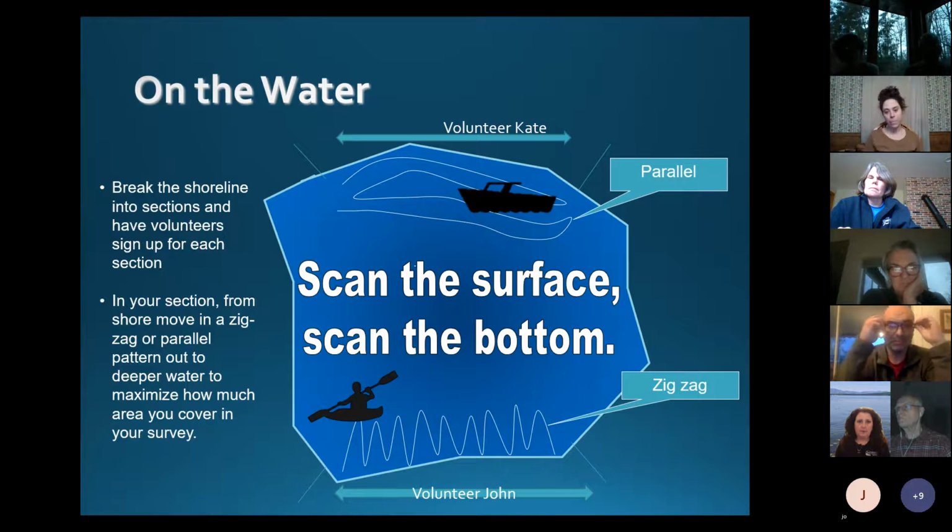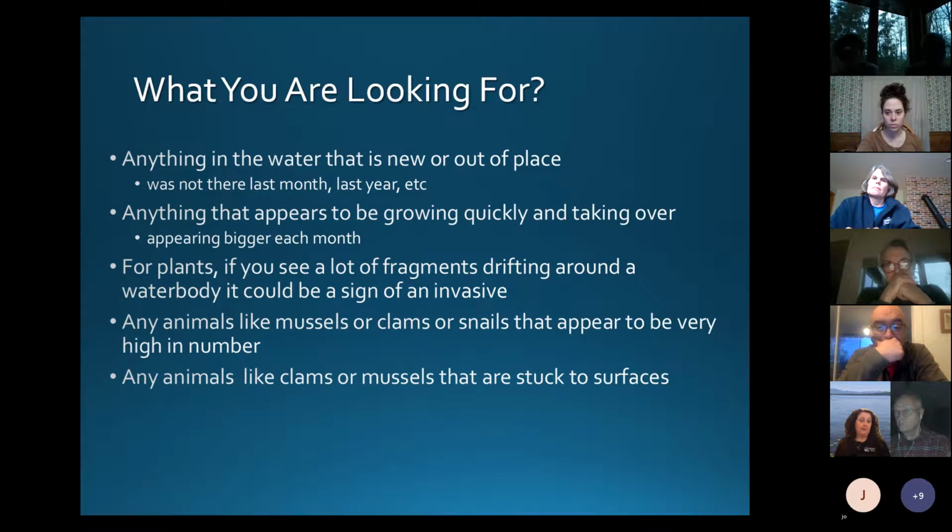So once a month, they'll go out and they'll traverse their shoreline from shore out to where they can't see bottom anymore. And they zigzag it. And the goal of zigzagging one way or the other is to cover as much area in that zone as possible. And when you're out there, you scan the surface for any fragments of plants that are floating around or any floating plants. And then you scan the bottom for any rooted plants that are down below starting to grow up. And what are you looking for? Anything that's new or out of place that wasn't there last month, last year, anything that appears to be growing quickly and taking over.